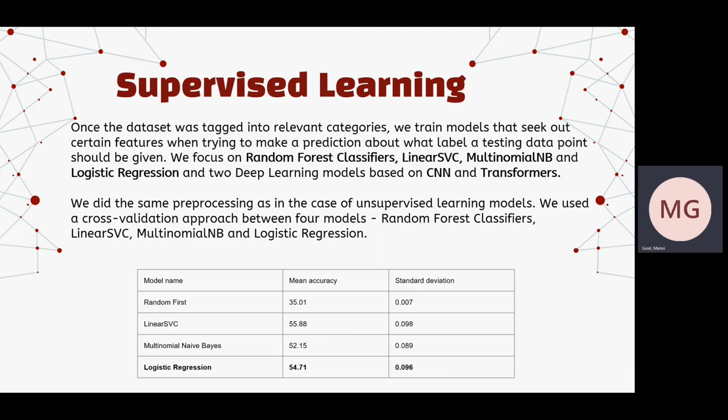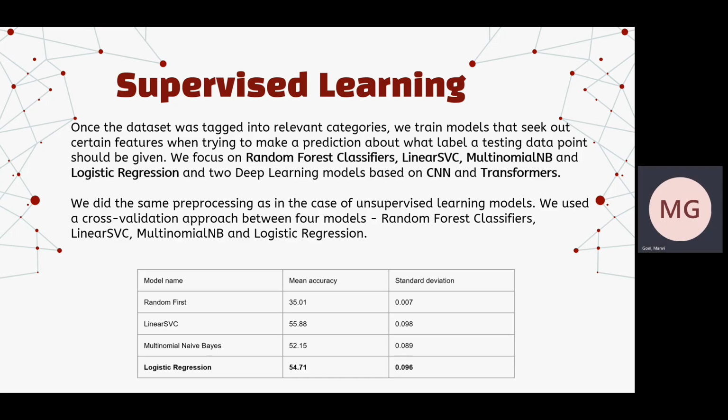Traditionally, supervised learning methods have been used for classification problems, and in our project, we use supervised learning to classify a generated or pre-given machine learning project idea. We experimented with random forest classifier, linear SVC, multinomial naive Bayes, and logistic regression, further followed by 2 deep learning models that are based on CNN and transformers.